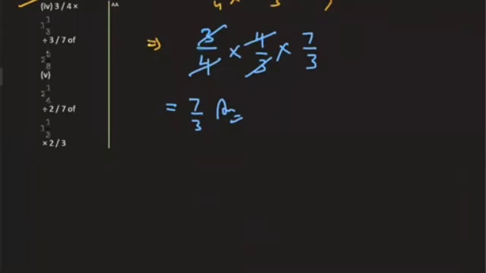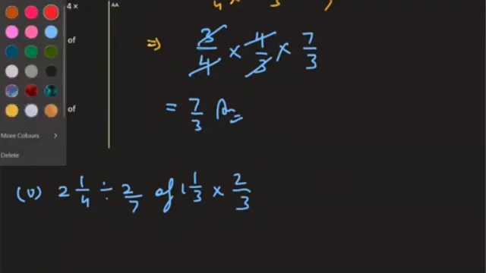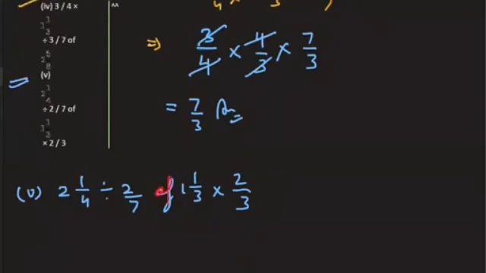Okay. So fifth, 2 whole 1 upon 4 divided by 2 upon 7 of 1 whole 1 upon 3 multiply 2 upon 3. This is the question. Of means, students, of means what? Multiply. So we'll write 2 whole 1 upon 4 divide 2 upon 7 multiply 1 whole 1 upon 3 multiply 2 upon 3.